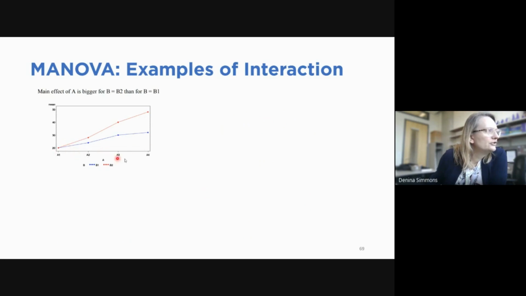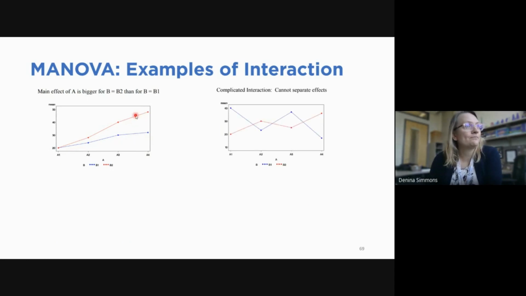So you're measuring these different A measurements and you're getting these means. You want to know if the effect for B1 is different than for B2. So you've got these two sets of responses, but you want to know if one is changing differently than the other. This is your classic MANOVA example where you might do a test and find out that they're different. But in a MANOVA sort of interaction problem, you can't separate the effects.